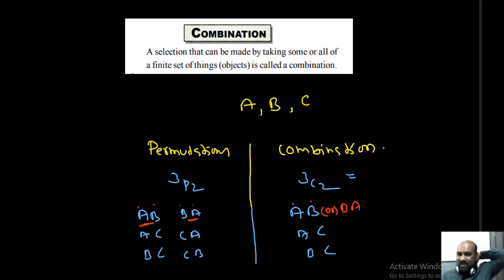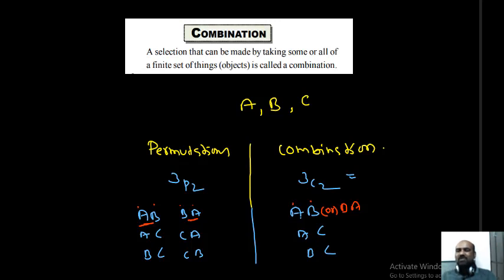That's why order is important in permutation. In combination, order is not important. That's why AB and BA are treated as the same. It is just grouping or selecting. So selecting two persons. For example, these three are treated as persons.